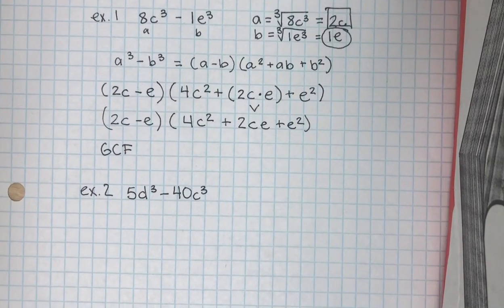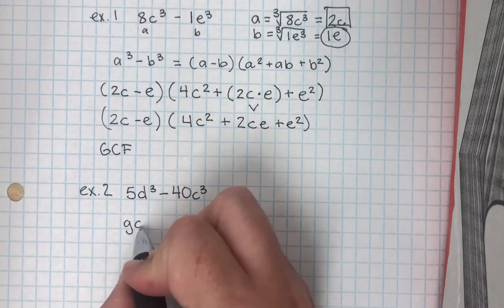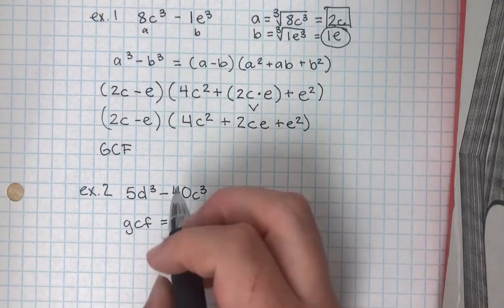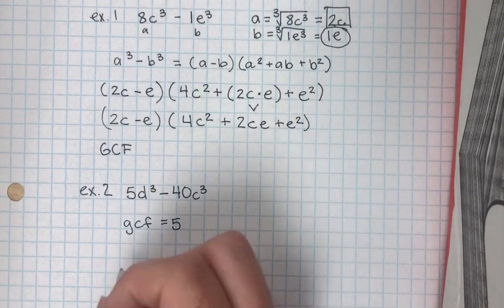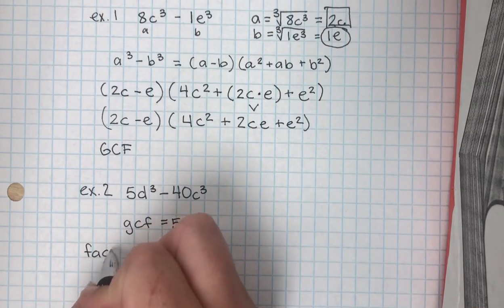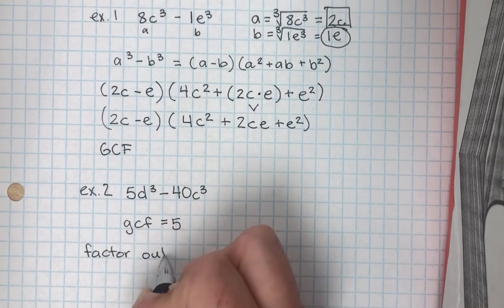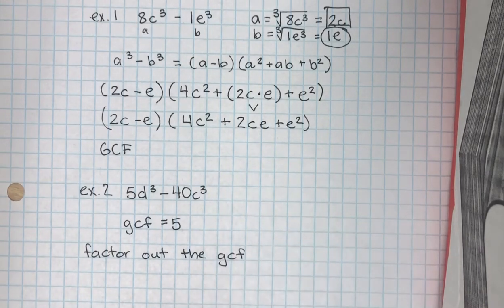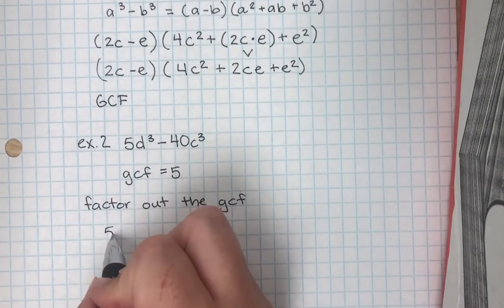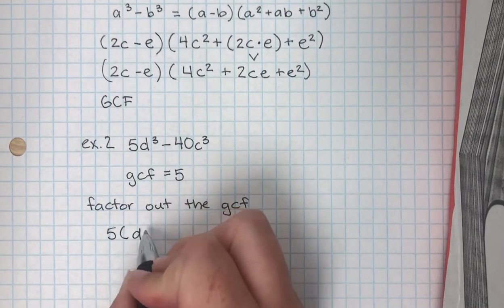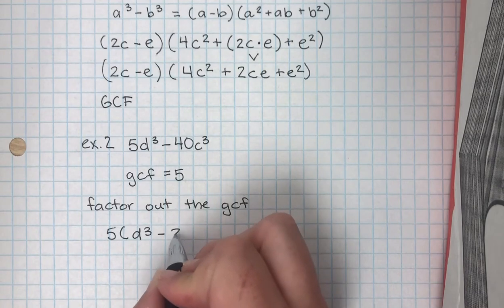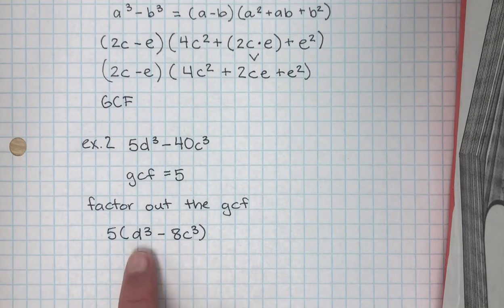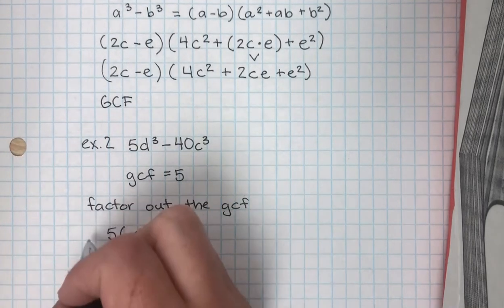All right. On this one, we have a GCF. The GCF is going to be equal to 5. So we're going to factor out the GCF. And so we're left with 5 times d to the third minus 8c to the third. And now I have a perfect cube problem. So I'm going to just remember, don't forget to add this on at the end.